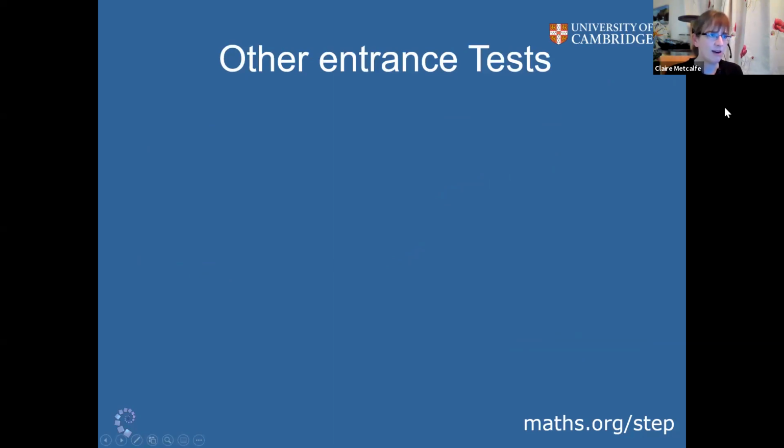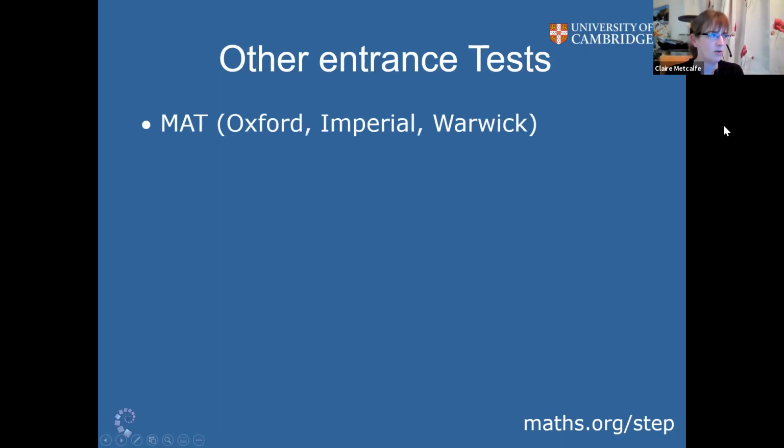Just very, very quickly, there are other entrance tests. I've mentioned a couple of these briefly. There's the Oxford MAT, which is also used by Imperial, Warwick, Durham and lots of others. So there's quite a lot of universities that will give a reduced offer if you get a good MAT score. But you can only sit the MAT if you're applying to Oxford or Imperial. Let's get my universities correct.